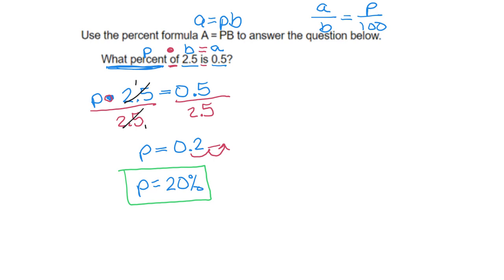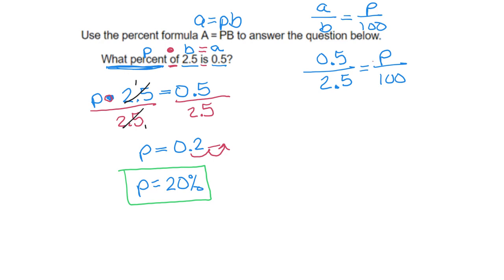So you can always check your answer by taking the 20% and substituting it into the original equation, and you will find the left side equals the right side. Now, since we know what P and B and A represent in the equation, we're going to set it up as a proportion next. So A is your 5/10. The B is your 2 5/10. We're looking for the percent over 100.